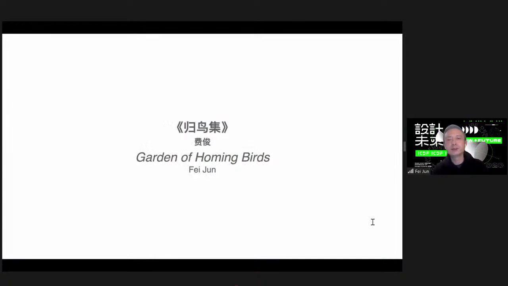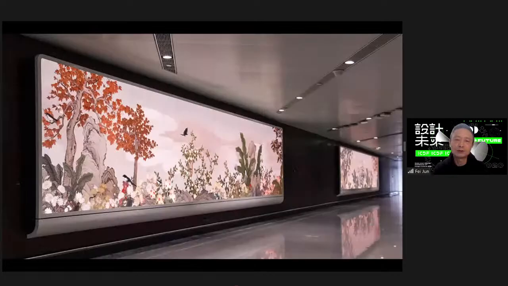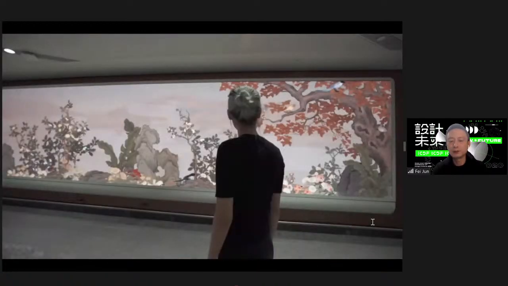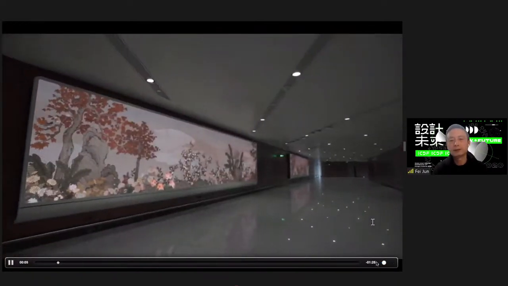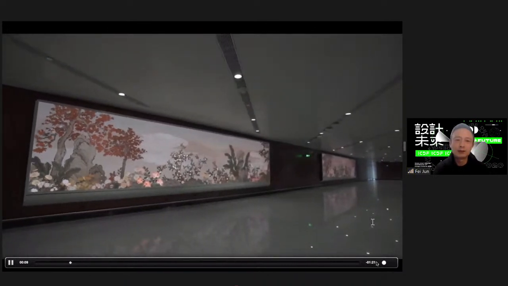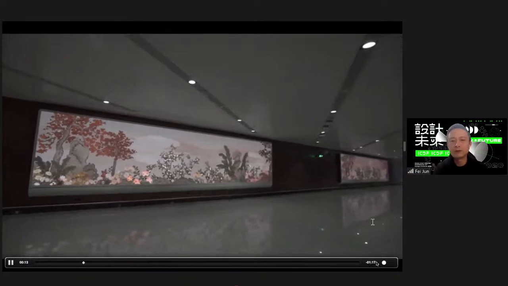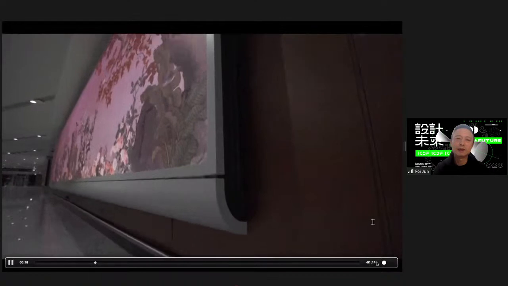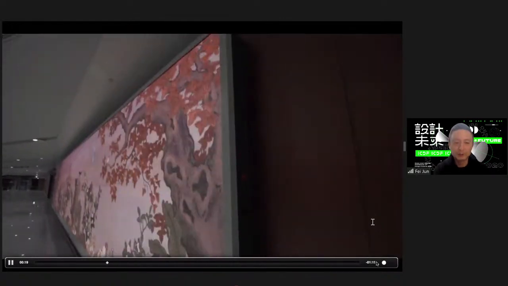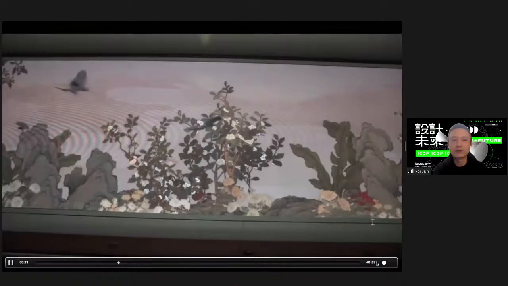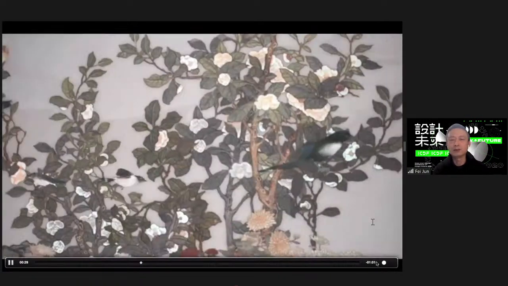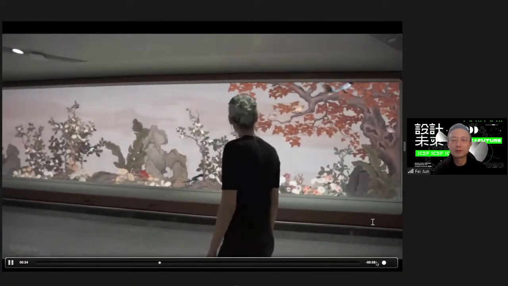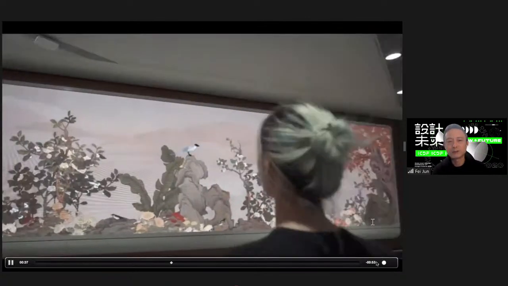The last one I want to share with you is the Garden of Hummingbirds. That is the piece of work for the Daxing Airport. This is the digital artifact, and this is at the arrival area, and the passengers will see the birds that are flying back as a gesture of welcoming the returning passengers. When you go closer, they will not fly away. There will be more birds coming to these passengers.